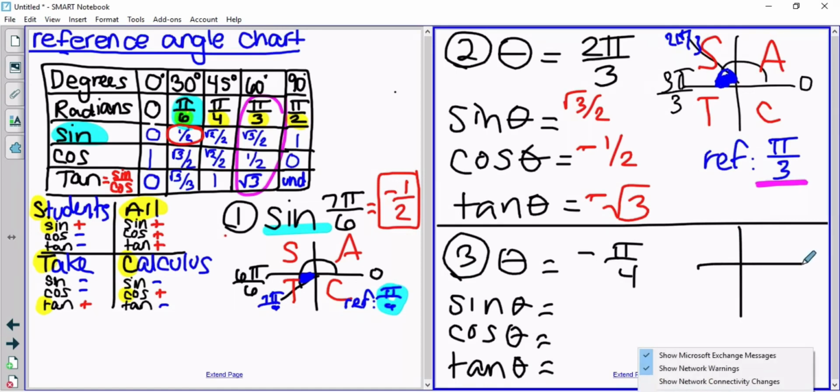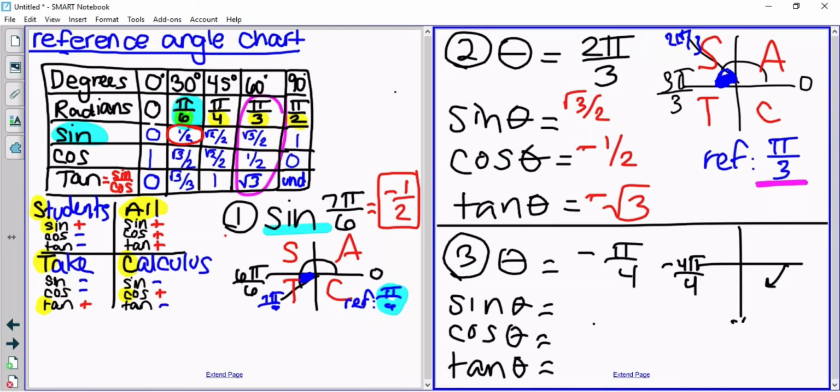Now remember, if you have a negative angle, that means you rotate down. So if I rotate down, I'm just going to rotate straight down right here. And if you didn't know you were supposed to stop there, you could have said, okay, around to here is negative 4 pi over 4. Here is negative 2 pi over 4. Therefore, negative 1 pi over 4 must be here.